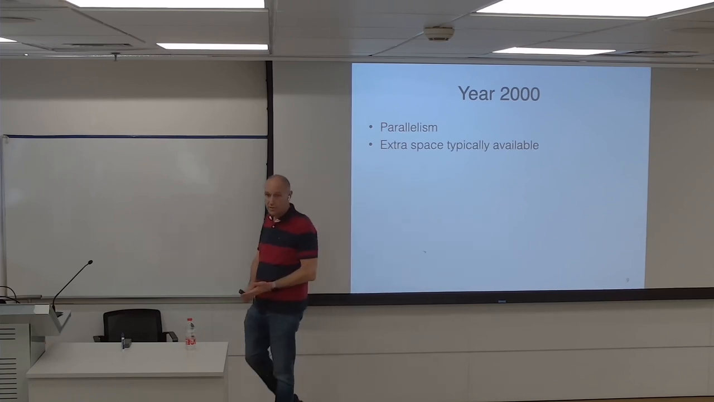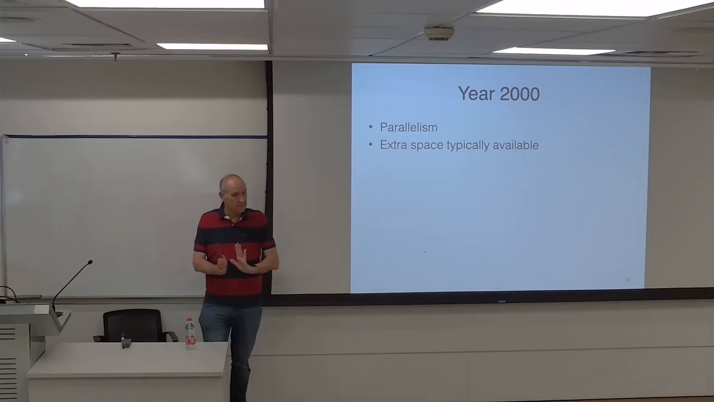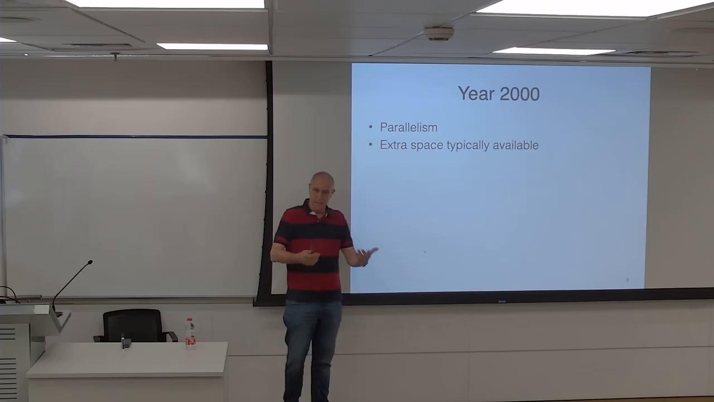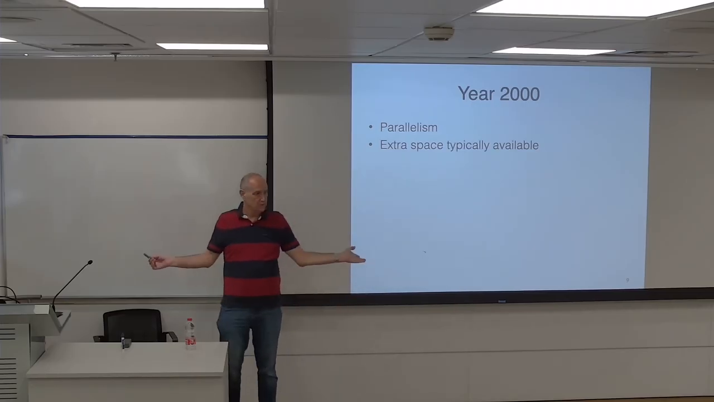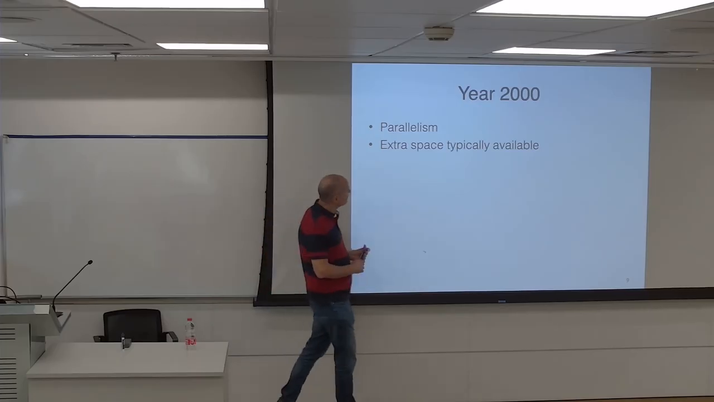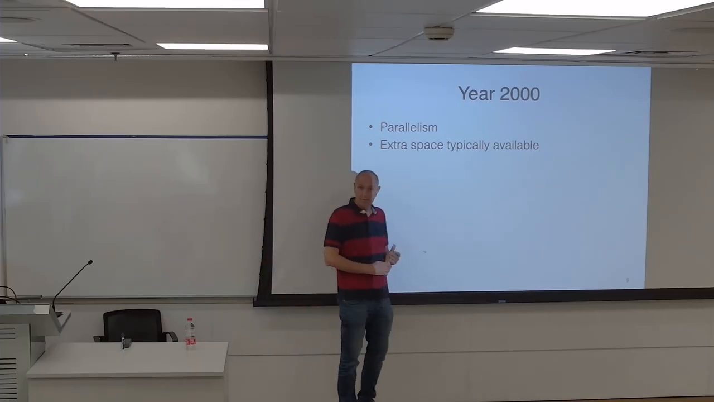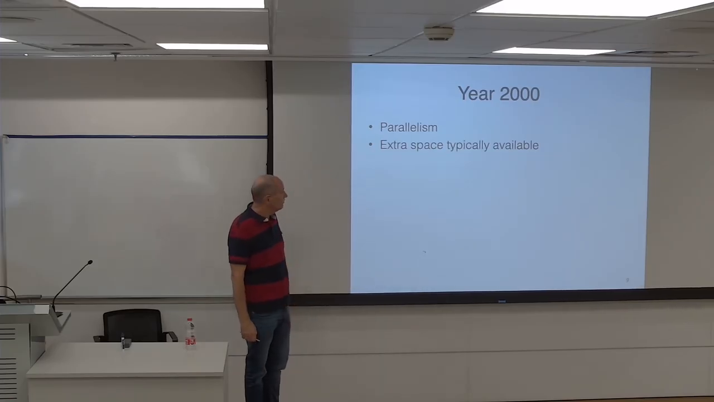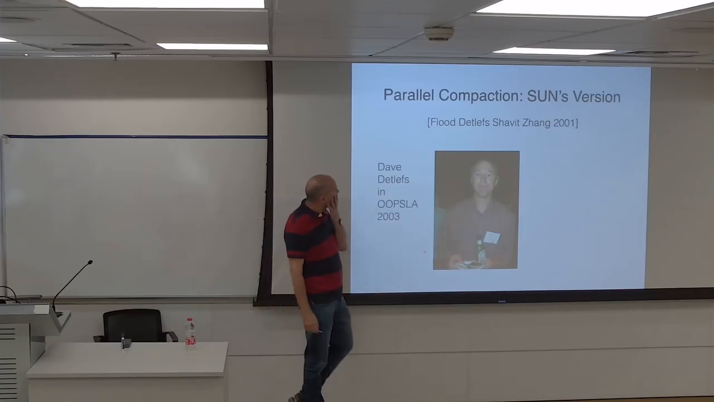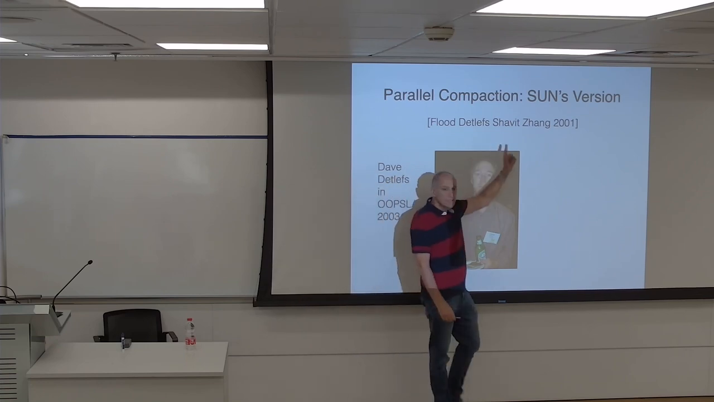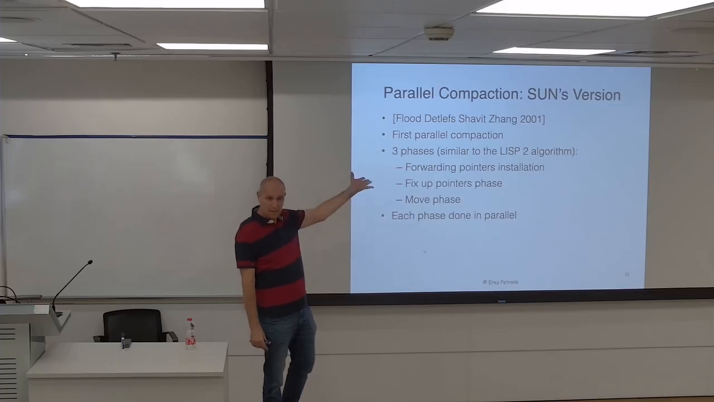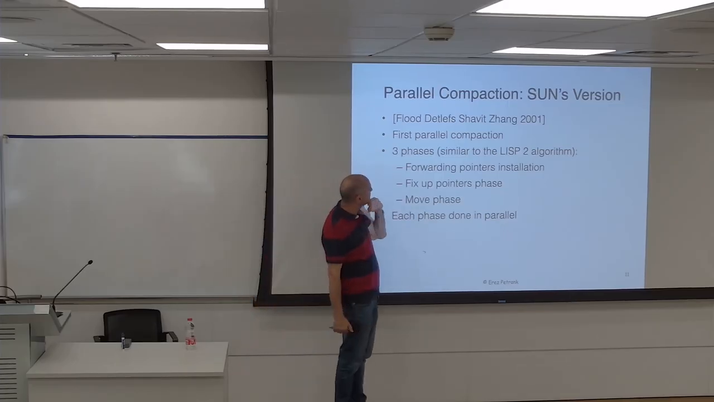So it was used until maybe the beginning of the 2000s, where actual parallelism became very prevalent, widespread, and then people looked for alternatives. So we're going to talk today about how to do parallel compaction. The first one was by a group in Sun. So, parallel compaction, Sun's version.